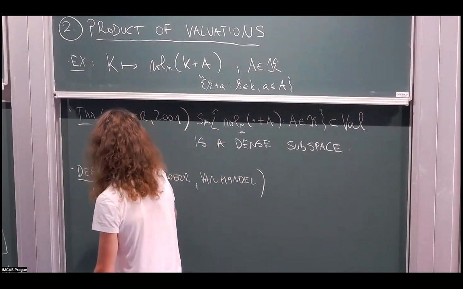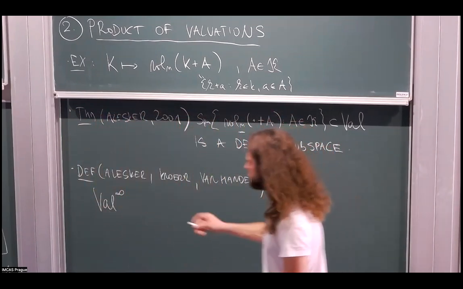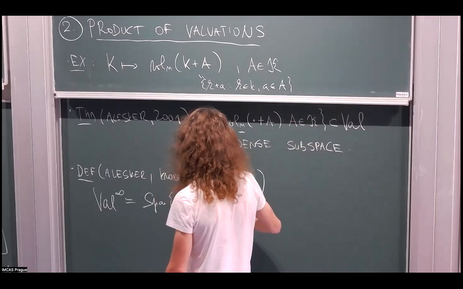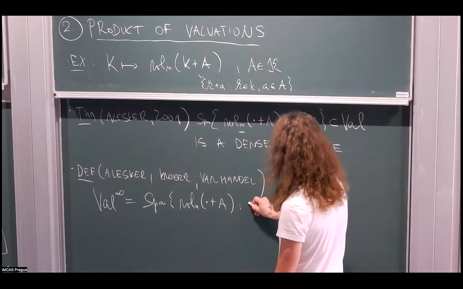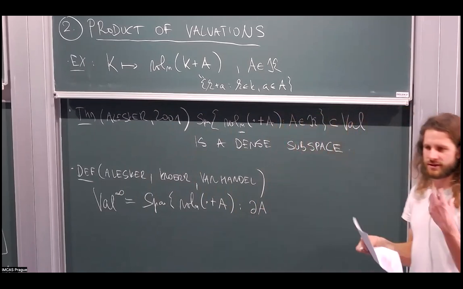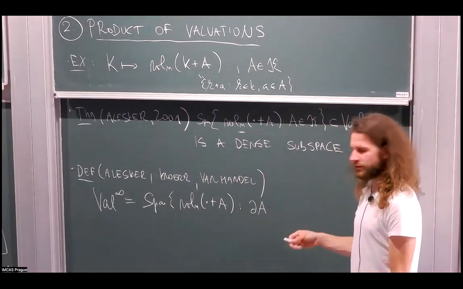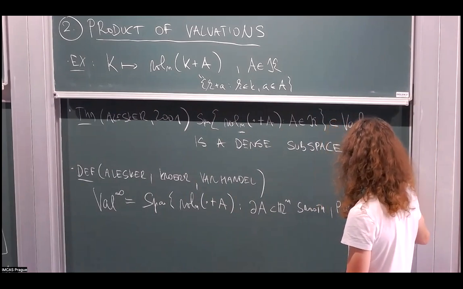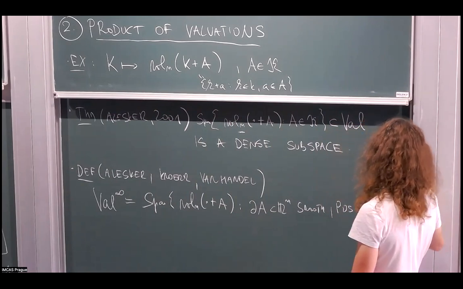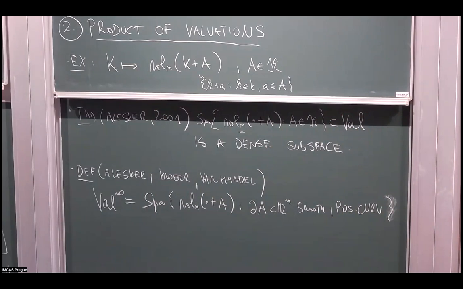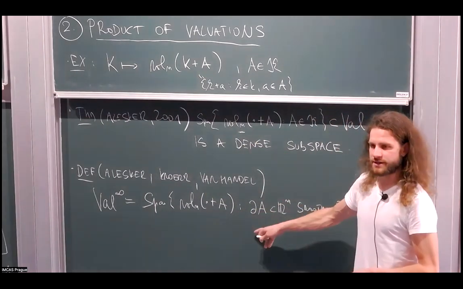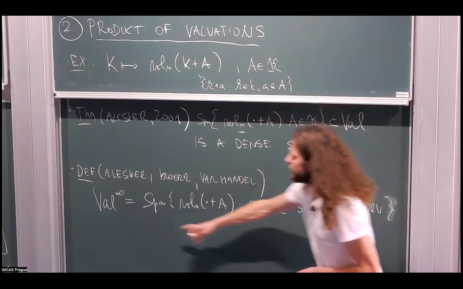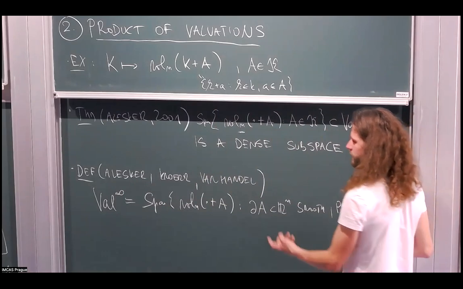We define the subspace of smooth valuations to be the span of those valuations of this type. But here I'm taking only very special convex bodies, namely those that are smooth in the following sense. Their boundary is a smooth submanifold, and it has positive curvature. So for instance, a ball is this, or some ellipsoid. Okay, so I'm taking some special valuations of this type. Alesker's original definition was different, but recently Knoerr and independently Van Handel observed that the smooth valuations can be equivalently defined in this way.